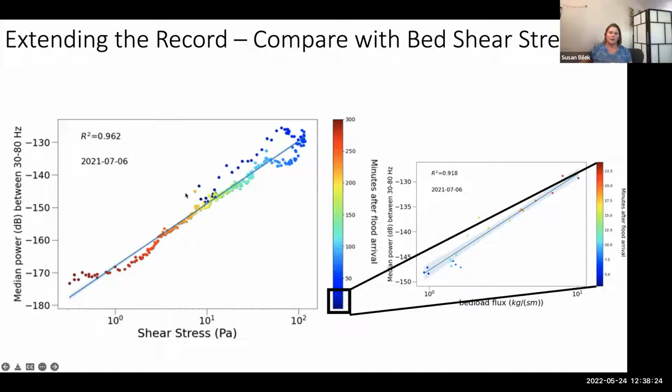And we see in detail that as the flood starts, we get this increase in the seismic power, and then it starts to decline during the falling limb of the flood. And as you get later and later into the flood, those water levels are dropping, you're getting lower shear stresses and lower seismic noise, seismic power in these frequency bands.